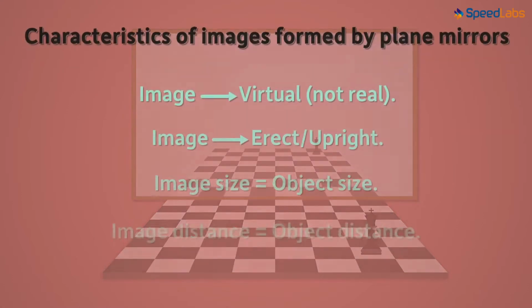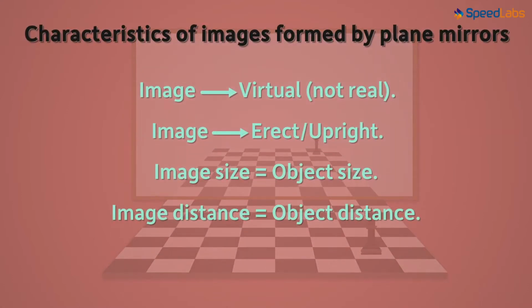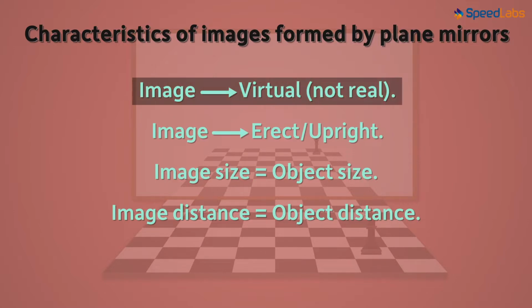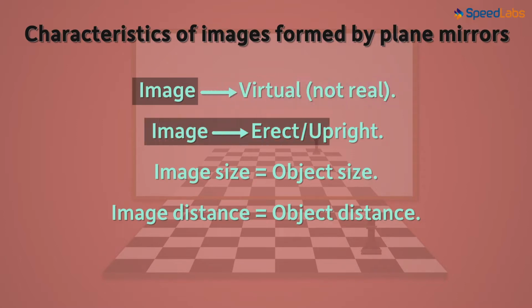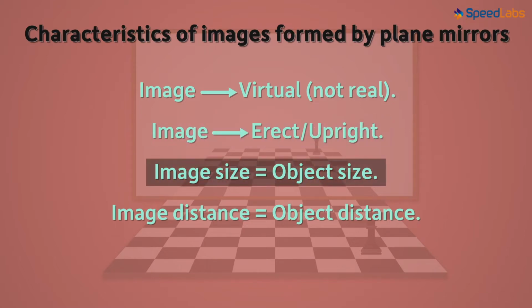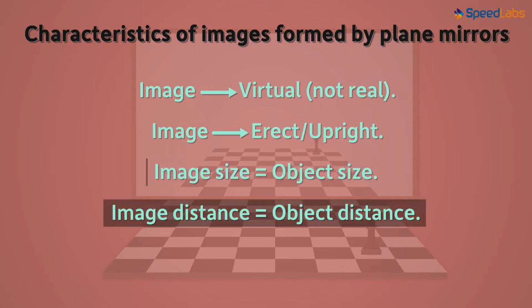So these were the characteristics of the images formed by a plane mirror. Let's quickly review them. First, the image formed by a plane mirror is virtual and not real. Second, the image formed is always erect or upright. Third, the size of the image formed is the same as the size of the object placed on the other side of the mirror. And lastly, the image formed is at the same distance from the mirror as the object is.